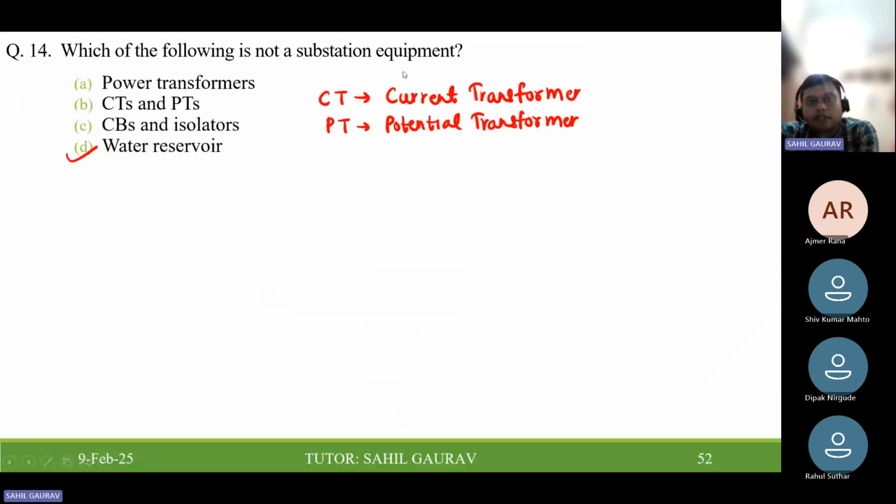Which is not a substation equipment? Power transformer, CT and PT, that is current transformer and potential transformer, CB and isolators. D is battery reservoir, so battery reservoir is the correct answer. A battery reservoir is generally required on the generation side, not on the distribution substation side.